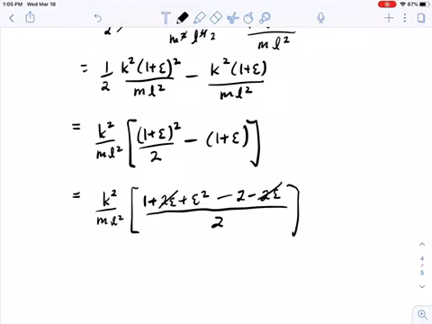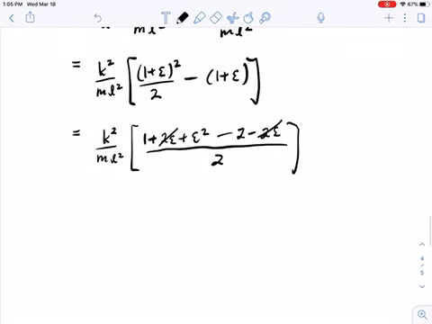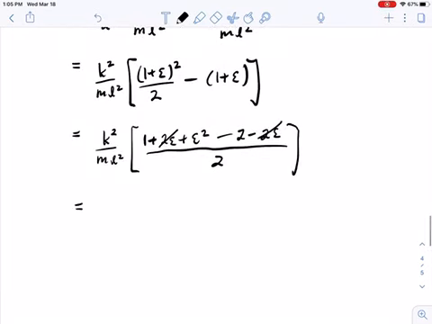Okay, so we get a 2 epsilon and a minus 2 epsilon. And we get a plus 1 and a minus 1, so we get a minus 1. And so what we've discovered is that the energy of our planet-sun system is going to be k squared divided by 2 m l squared, and we get epsilon squared minus 1, right? Epsilon squared minus 1.